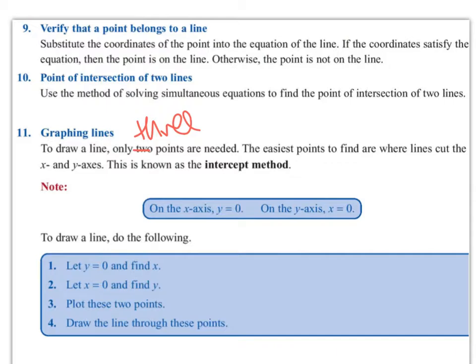But I would choose another x value, maybe 1 or 2, and sub it into your equation and find your y value. I would always go with a third point. Alternatively, to get all your points, you can use your f of x function on the calculator. So this is the table function.